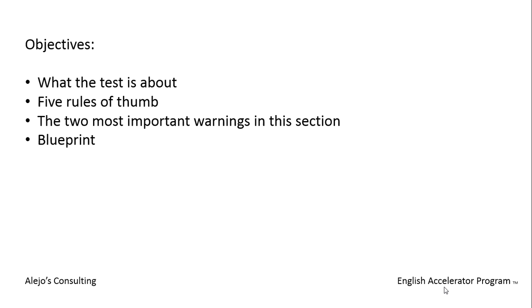Number 1. What the test is about. 2. 5 rules of thumb. 3. The 2 most important warnings in this section. 4. Blueprint. Part 5 of the Reading and Use of English section for the FCE and the CAE exam.